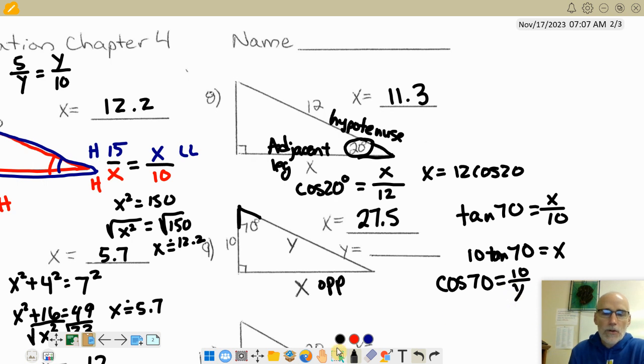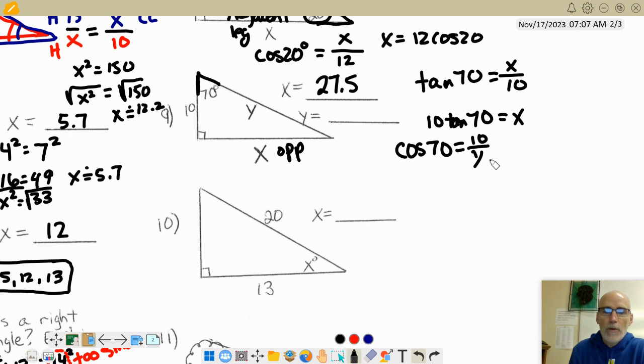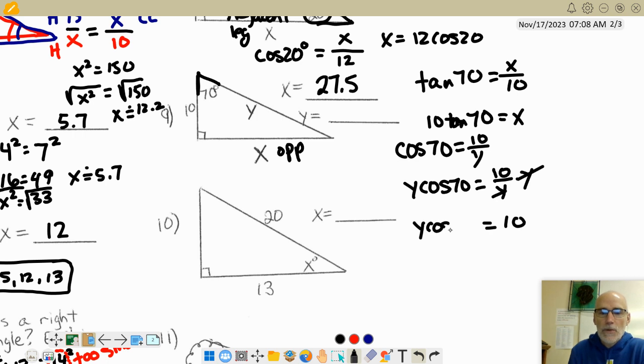Now, this one's a little trickier because the y being in the denominator, when you multiply both sides by y, you get y times the cosine of 70 equals 10 over y times y. The y's divide out. They're gone. They divide to 1. So now we got 10 is equal to y times the cosine of 70. And then we said you divide both sides by the cosine of 70 to get the y by itself.